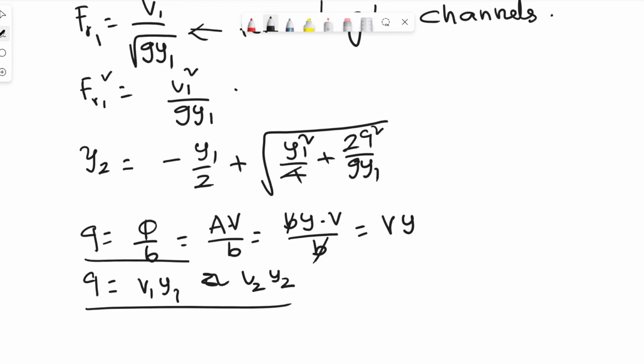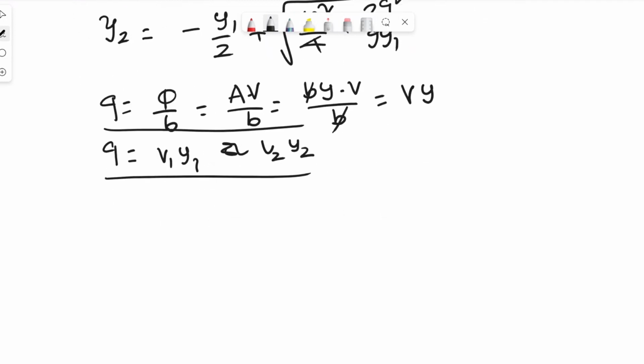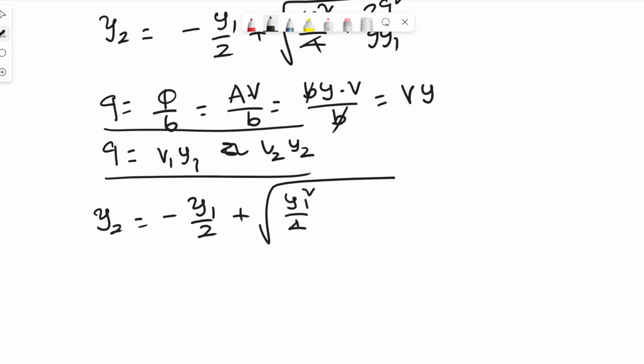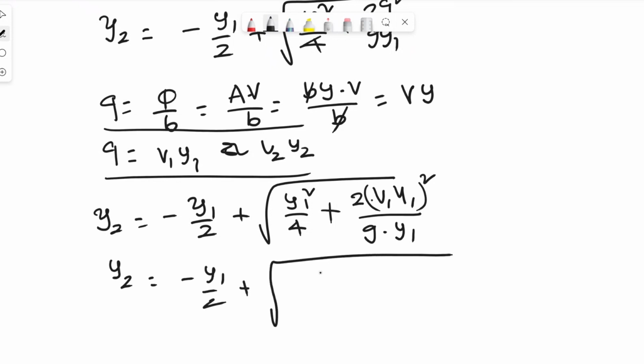If you know this, now I will substitute the same thing in that. How to substitute? y2 is equal to minus y1 by 2 plus square root of y1 square by 4 plus 2q square by g y1, where 2q square means 2 V1 square y1 square. So y2 is equal to minus y1 by 2 plus square root of y1 square by 4 plus, if I do this, 2 V1 square y1 square by g y1.